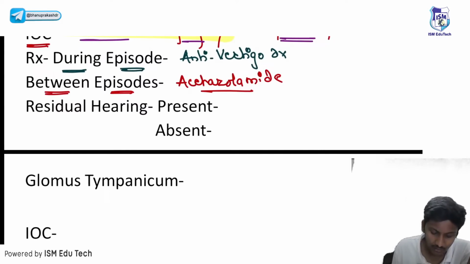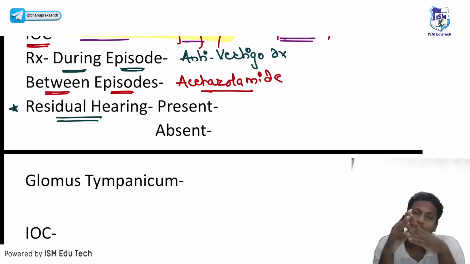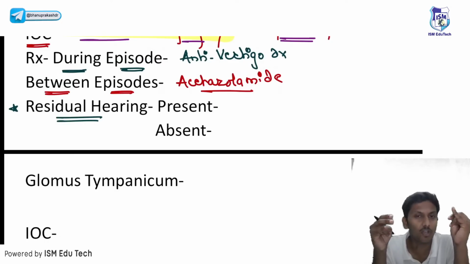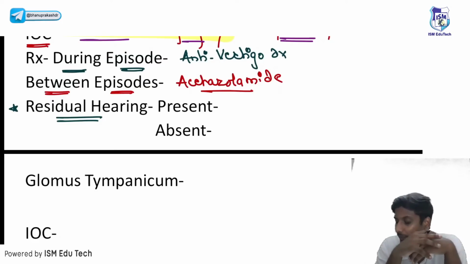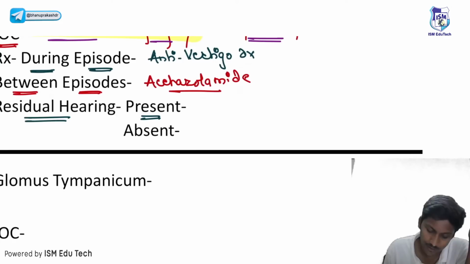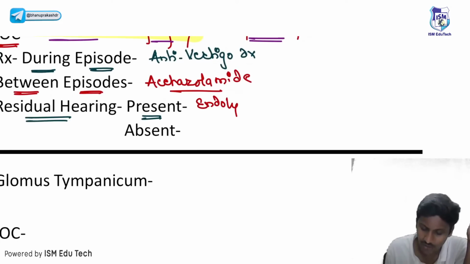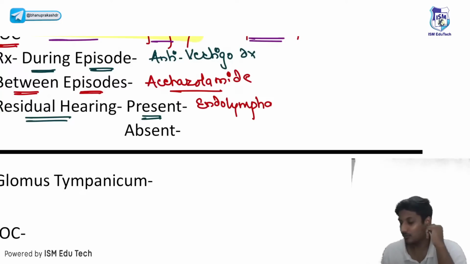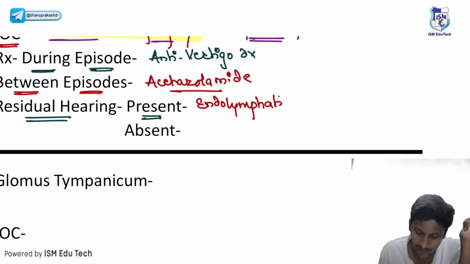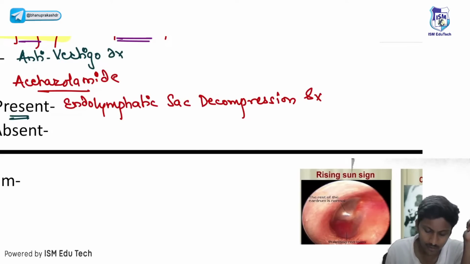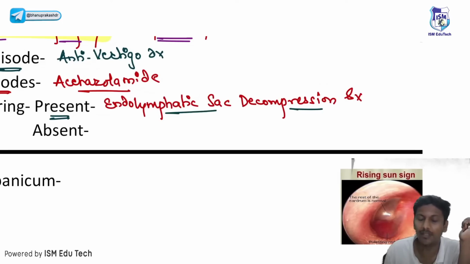Next, if the patient is having a lot of damage, the patient is not only having episodes, but in between the episodes also the patient is experiencing hearing loss. In this condition, you need to check whether the patient has any residual hearing or not. If the patient has residual hearing, that means he is still able to hear with that affected ear, go for a better surgery called endolymphatic sac decompression surgery. And what is the surgical landmark for that endolymphatic sac? The surgical landmark is nothing else but Donaldson's line.